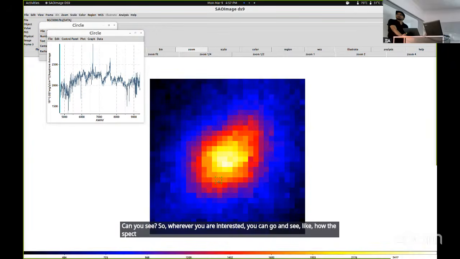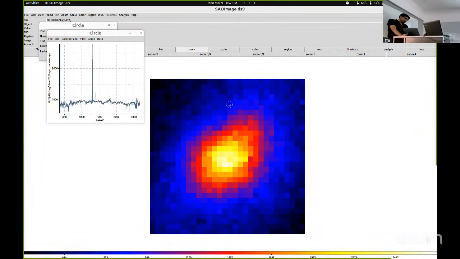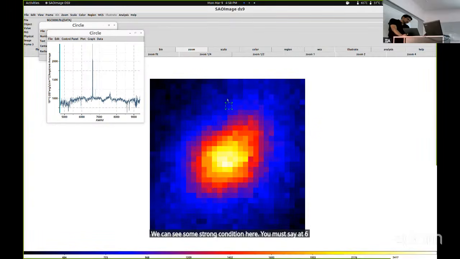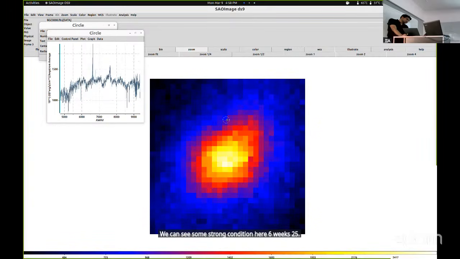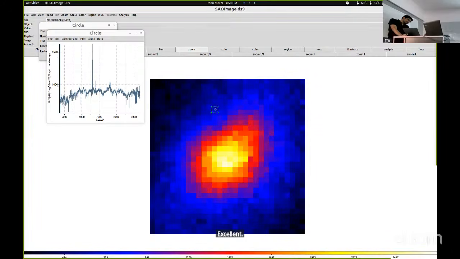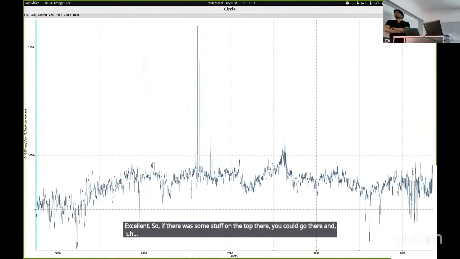So for the basic analysis, before going on to do it in Python or something, you can just look here and see the region of interest, and find what you want. You can see some strong emission here. You were saying like 6635. So if there was some star forming cloud there, you could go there and see enhanced emission.